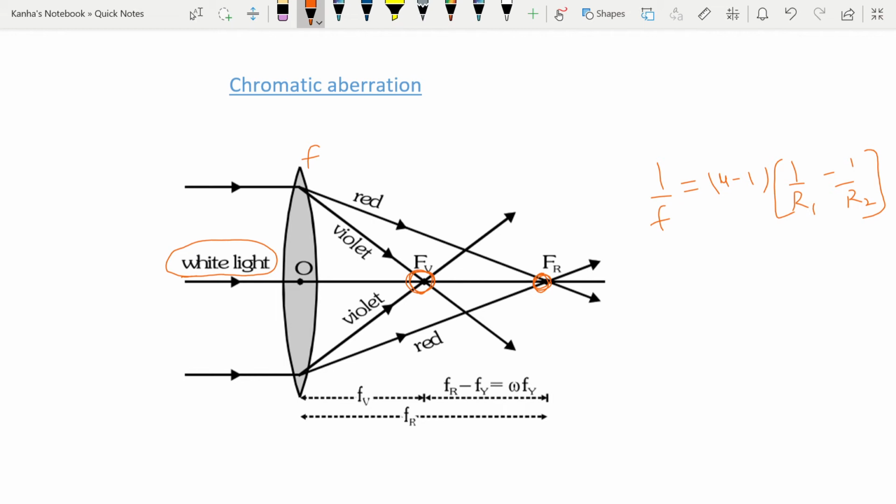Then you can have different forms of it. You can have the longitudinal or axial chromatic aberration, which generally says that focal length of r minus focal length of v is equal to omega times focal length of y. This is the axial or longitudinal chromatic aberration.